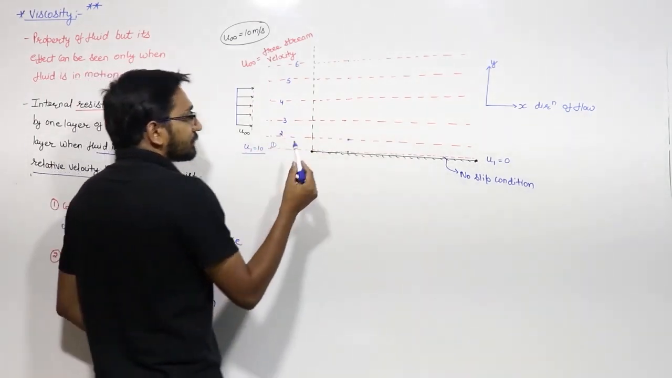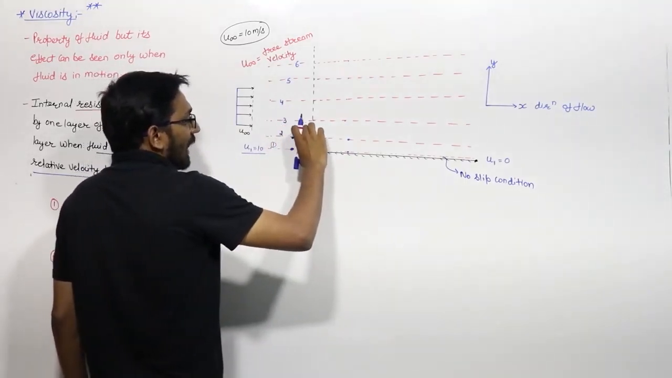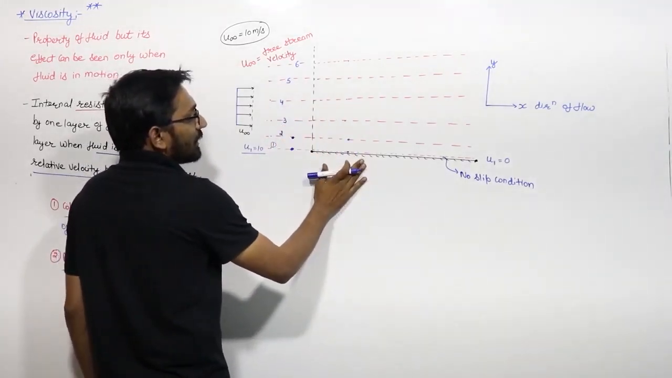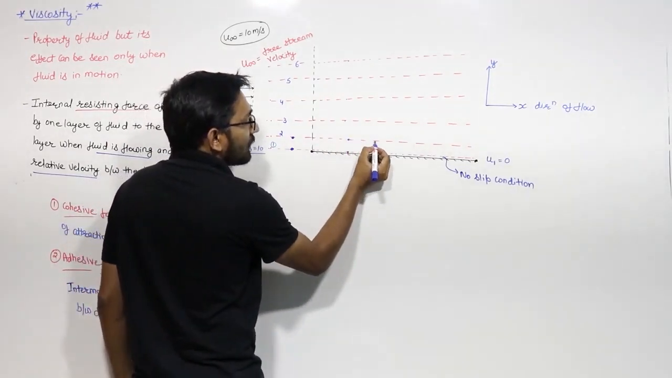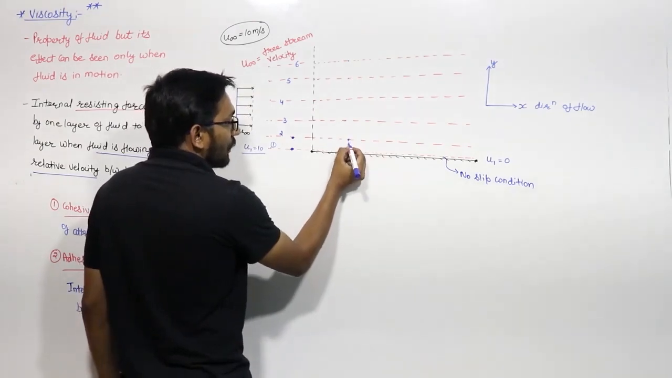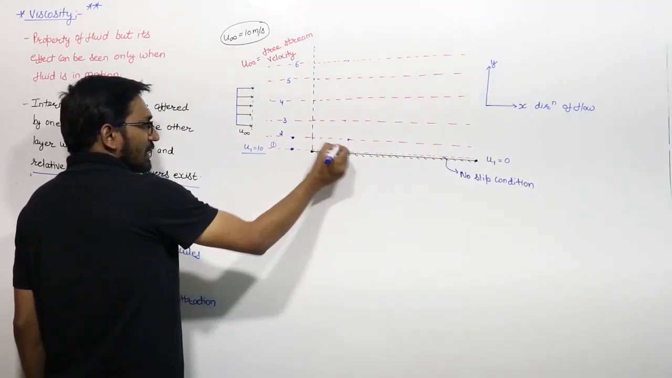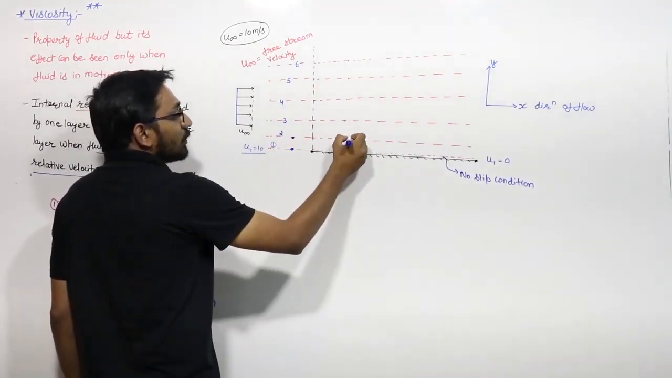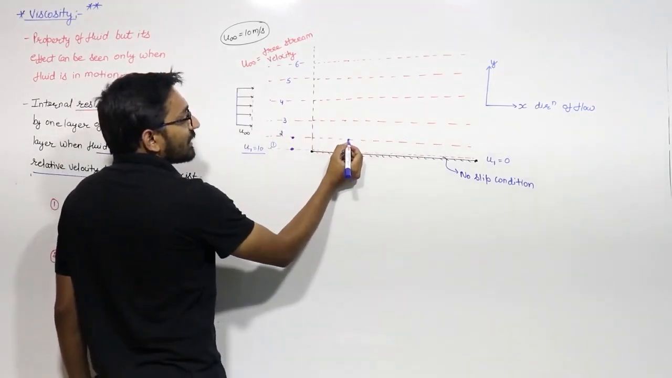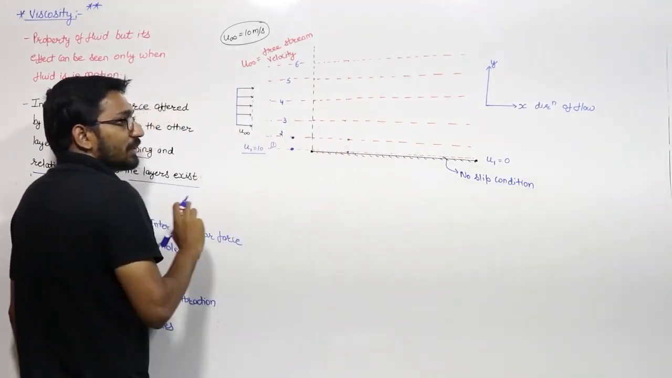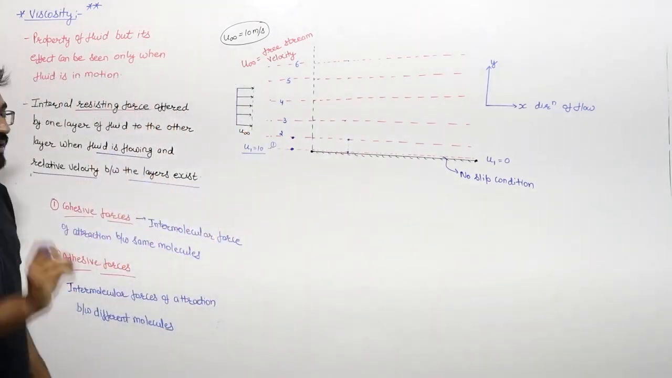Suppose these are the two molecules. Initially they are moving parallel to each other, but after coming into contact, this molecule will be at zero velocity, while this molecule will try to move in the forward direction. Because of some bond between them, because of some cohesive forces of attraction, this particle will try to drag this molecule, or will provide a resistance to the flow of this molecule, and this resistance comes because of this relative velocity between them.